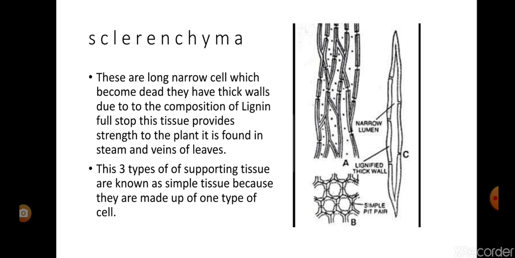Next one is sclerenchyma. It is a dead cell. These are long narrow cells. They have a thick cell wall, and there is deposition of lignin inside the cell wall, and it provides strength to the plant. It is found in the stem and veins of the leaf. These three types of supporting tissue, that means parenchyma, collenchyma and sclerenchyma, are known as simple tissue because they are made up of only one type of cells.